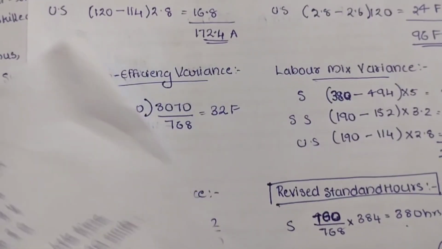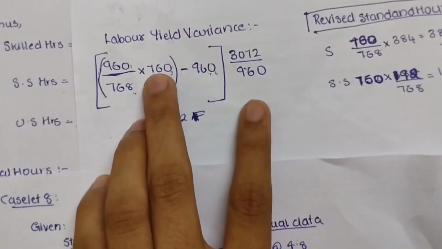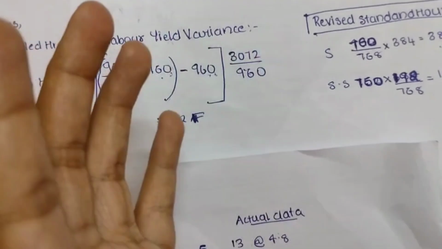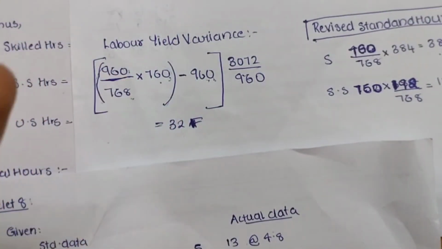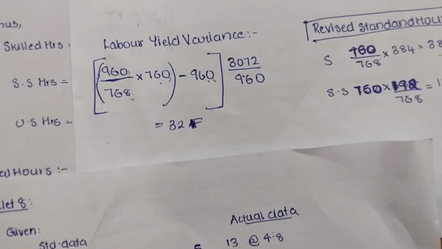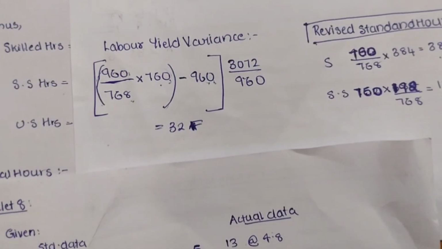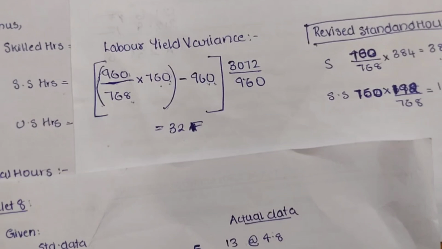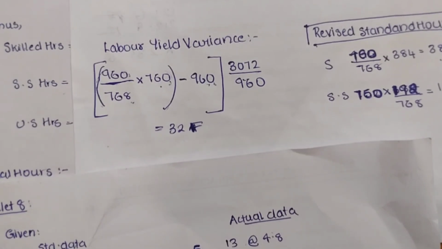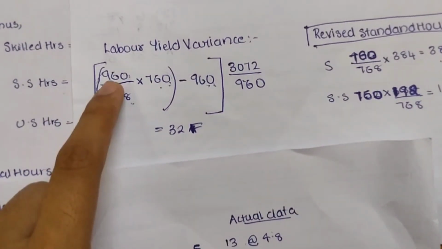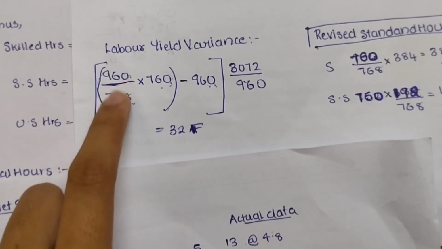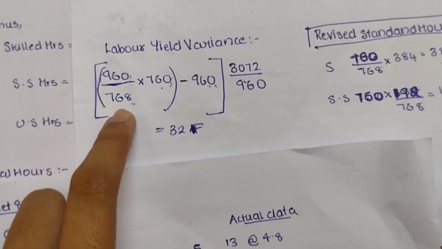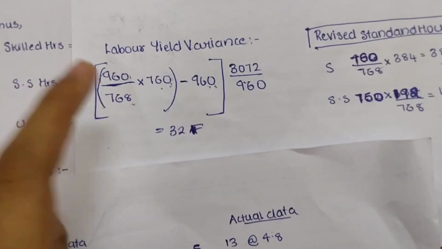So let's see how it is to be done. As I have told you, for both standard and actual, we take the actual production as the production for the standard as well. So we are considering that, using the standard hours, we will be making the actual production. That means 960 units is the actual production. So we are saying that these 960 units were actually made in 768 standard hours.